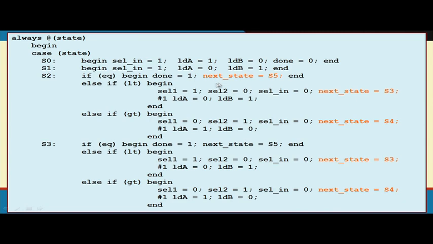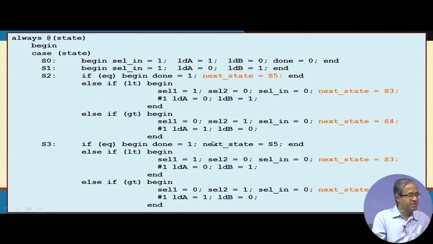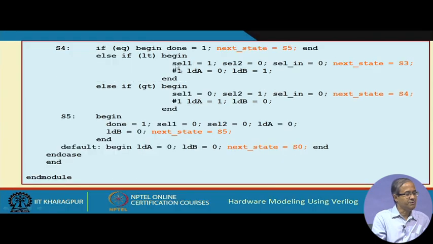Earlier these red things were not there, only the remaining control signals were there. Now, we have made a little modification here. We have also added the statements which calculate the next state. So, when you are in S2 and it is equal, your next state will be S5. When you are in S2 and it is less than, your next state will be S3. If it is greater than, next state will be S4. So, in a combinational block using blocking assignments, you are doing this. Same thing in all the cases.